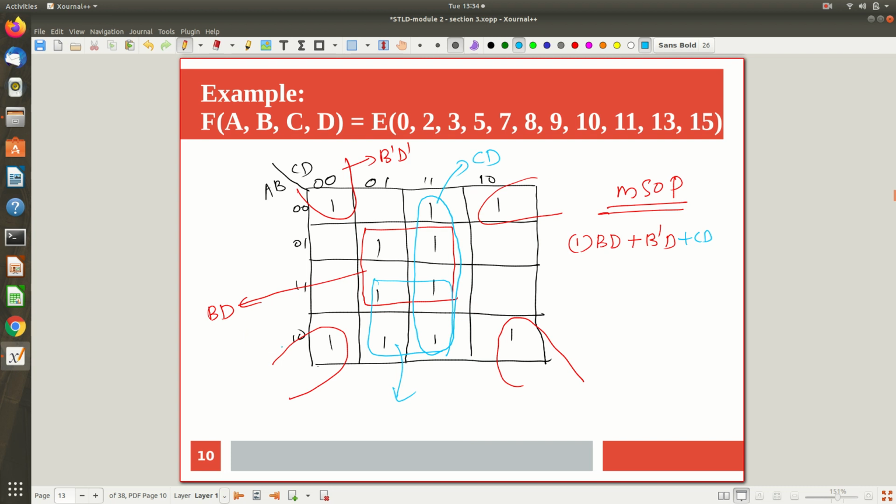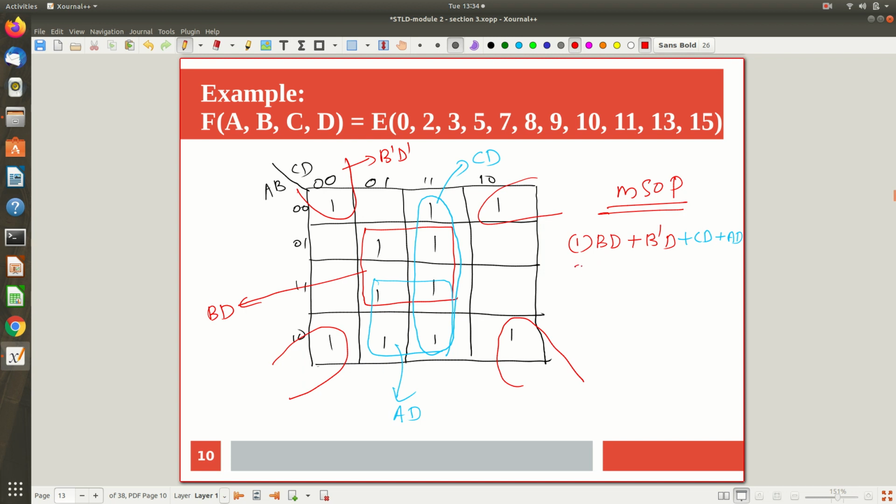A and D. I am cross verifying AD. So this is one thing. CD and AD. If I add these two, all ones are covered, and it is a minimized expression also. Four terms are there, totally 8 literals, right?